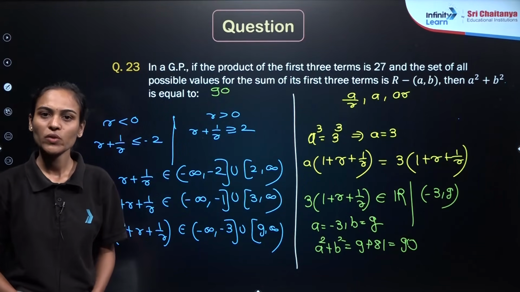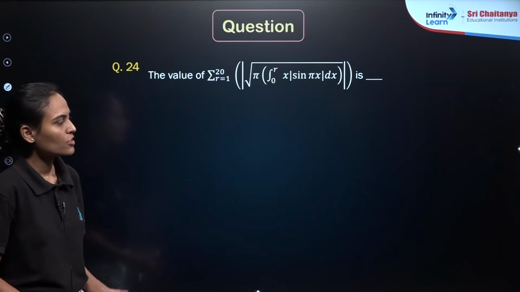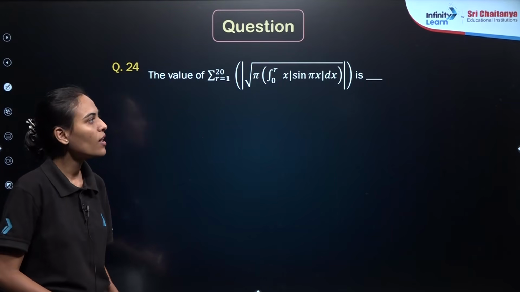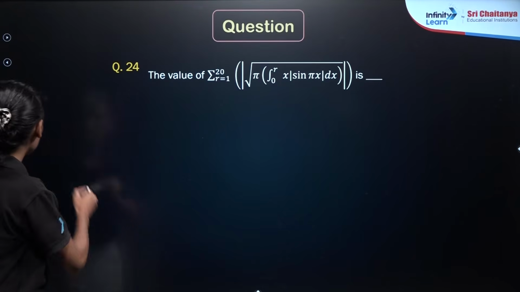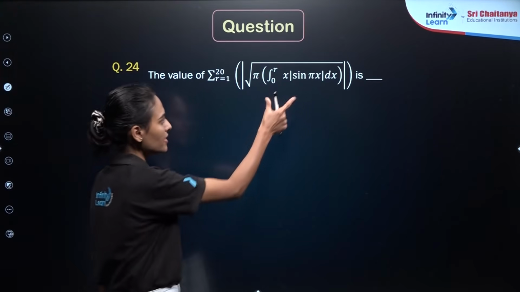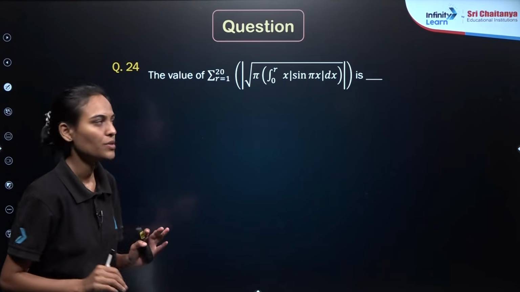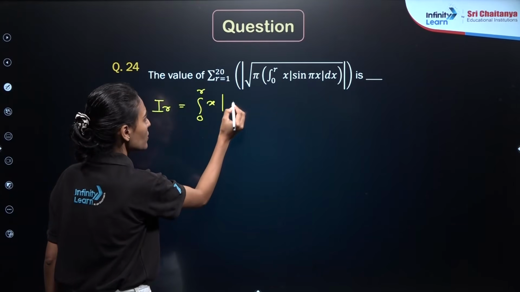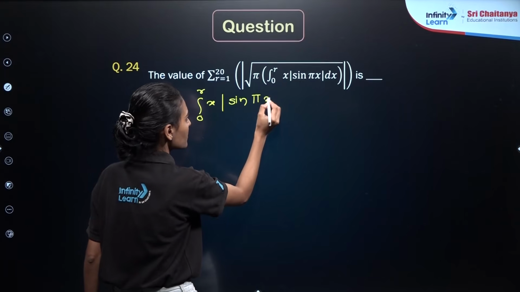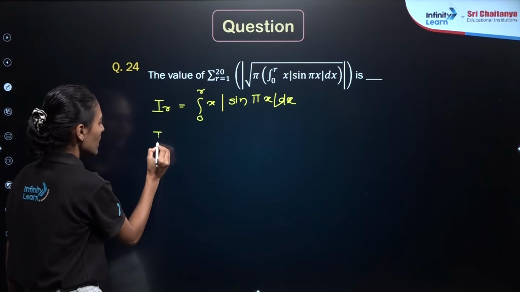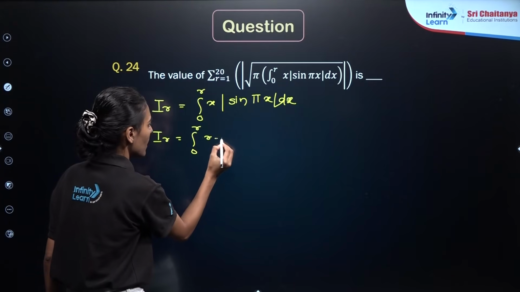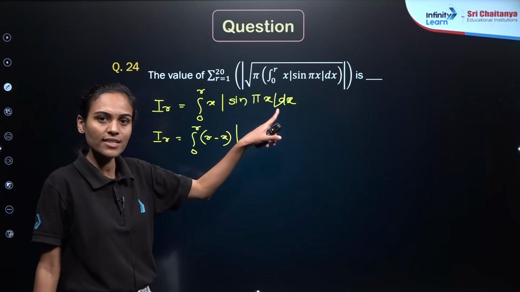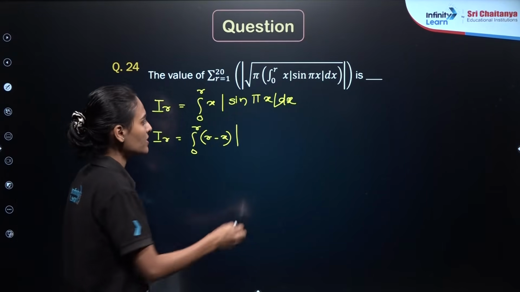Now let us do, students, question number 24. Here we need to find the summation r from 1 to 20 of the modulus of root of pi times the integral 0 to r of x times modulus of sin pi x dx. So what I will do, I will just take this integral and solve it so that I get the simplest form. So I will define I of r as the integration 0 to r of x times modulus sin of pi x dx. Applying King's rule, I will get I of r as the integral 0 to r of r minus x times modulus. This will become r minus x, meaning this will become pi times r minus x, right? So it will become the same only.